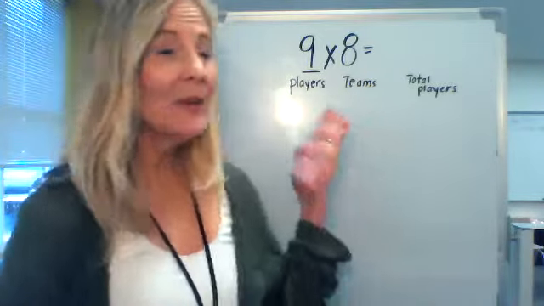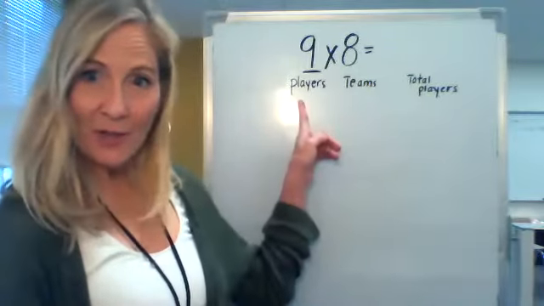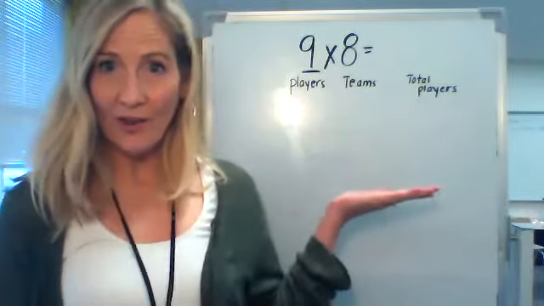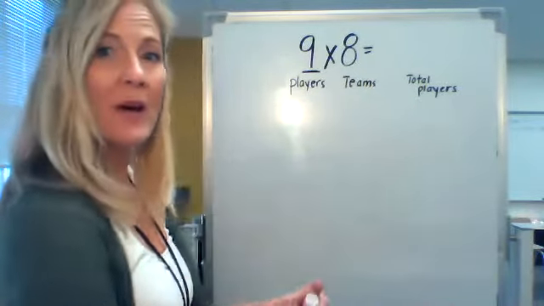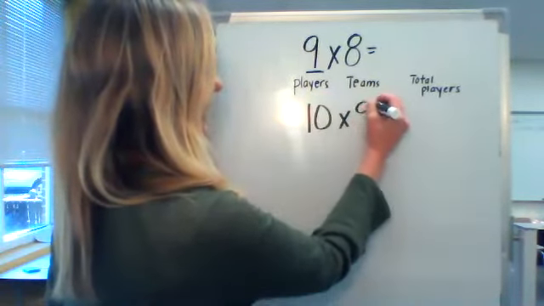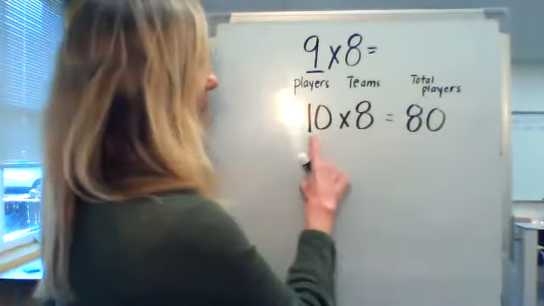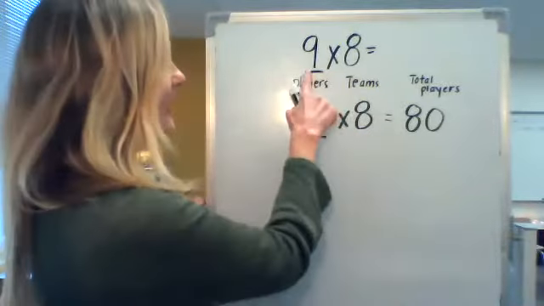Say I have the problem figuring out how many total players there are when there's 9 players per team and there's 8 teams. So how many total players are there? Now, I might not know what 9 times 8 is, but I do know what 10 times 8 is. 10 groups of 8 would equal up to 80. But I don't have 10 groups of 8, right? I've got 9 groups of 8.